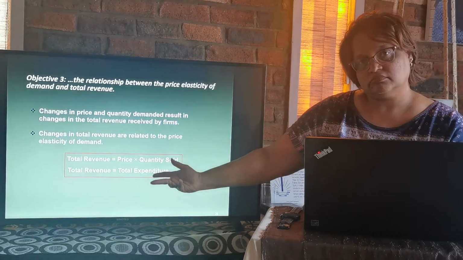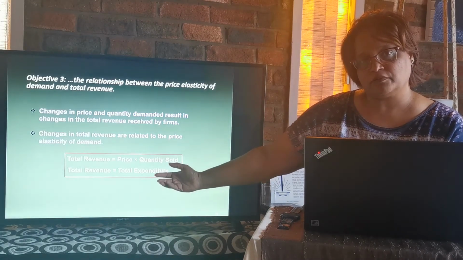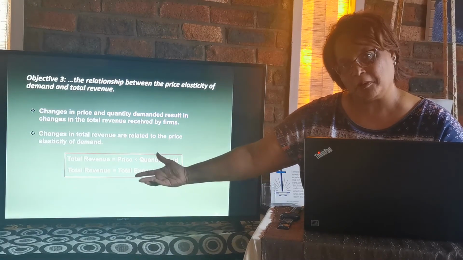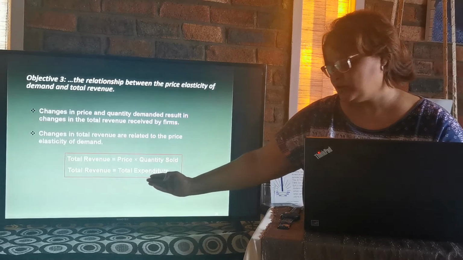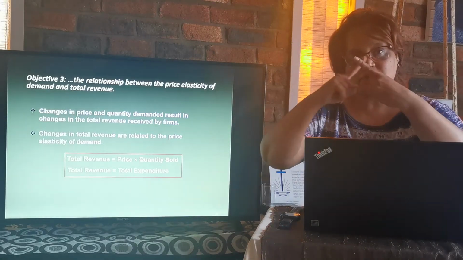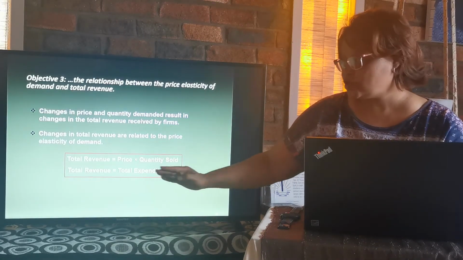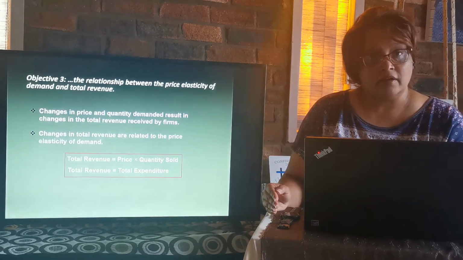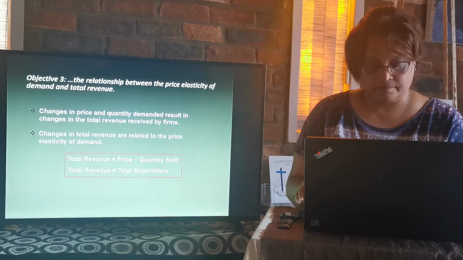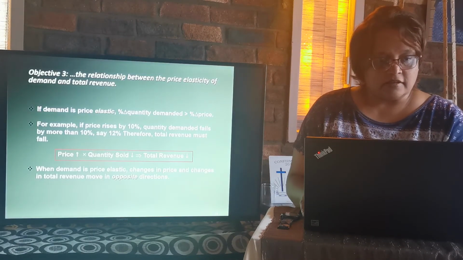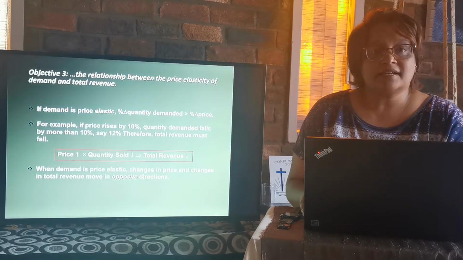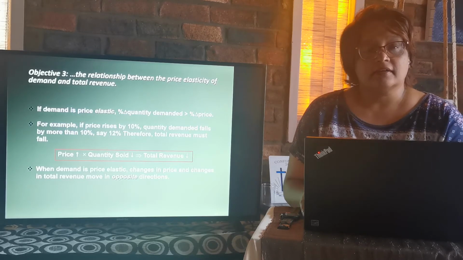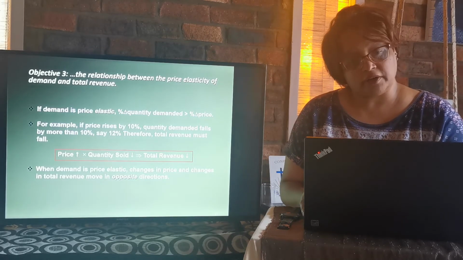So to get that product onto the shelf, I'm going to have an expense. So I'm going to say the total revenue equals total expenditure, and that's break even. When you start making a profit, then you're saying that I'm getting more income in than what my expenses are. So now the relationship between the price elasticity of demand and total revenue.